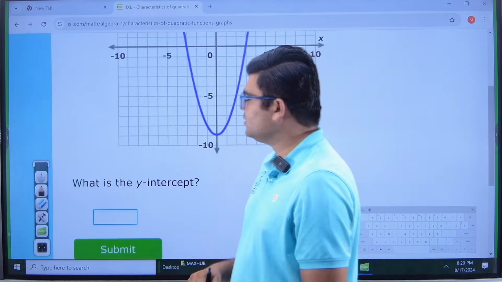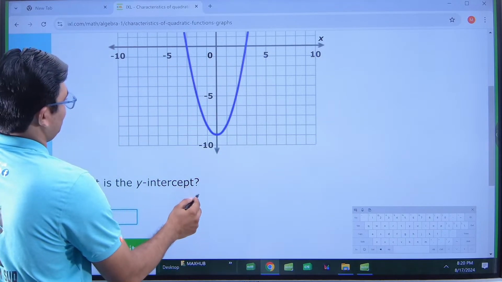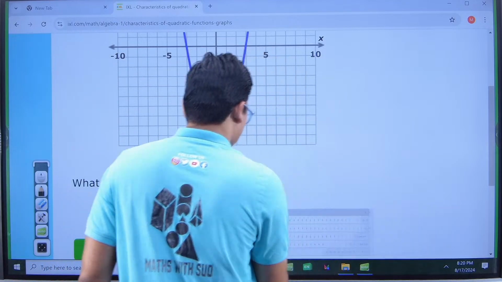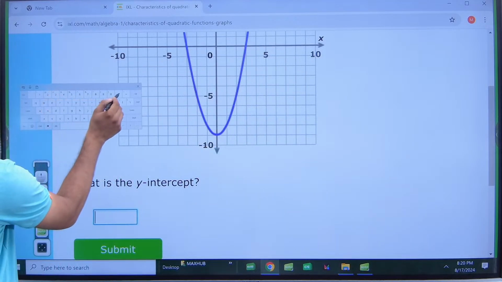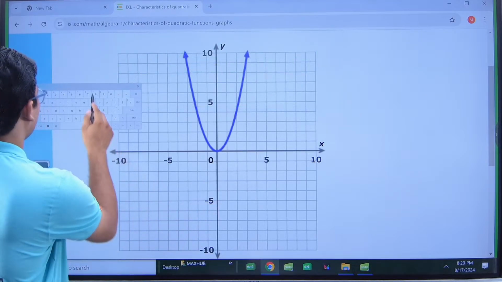Now this could be having the y-intercept. Tell me, what is the y-intercept in this? Minus 9. How fast. So this should be on my side, so that I don't need to roam here and there every time. Okay, now it is fine.